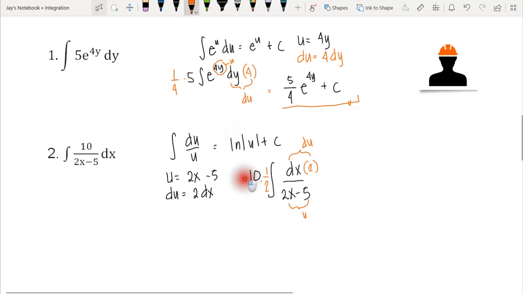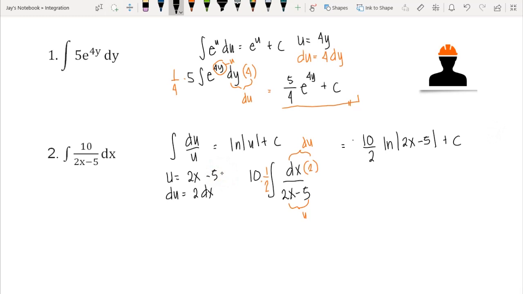However, take note, we have 10 over 2 outside of the integration, so we can write that as 10 over 2. Then we have the natural logarithm of u. What is our u in this case? Our u is 2x minus 5. Then plus the arbitrary constant c. But you can simplify 10 over 2, that is 5. That is 5 times the natural logarithm of 2x minus 5 plus c. So this is now the integration of 10 over 2x minus 5 dx.